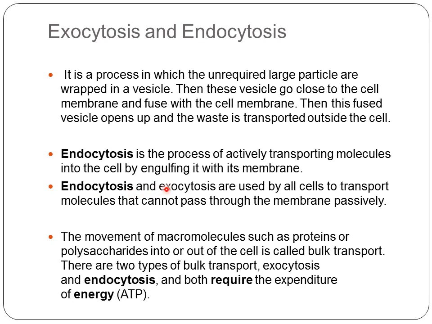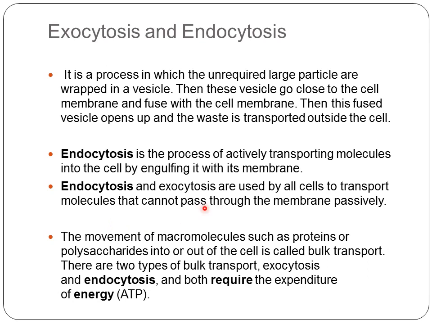Now endocytosis and exocytosis are used by all cells to transport the molecules that cannot pass through the membranes passively. So these two processes help those molecules of the cells that cannot pass through the membrane passively. So it is active transport. The substances which are unable to pass passively are transported actively, and this is another important transportation method in plant physiology.